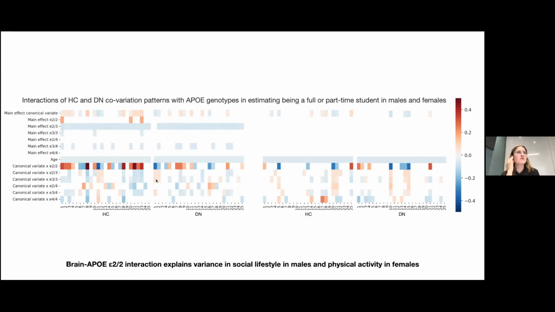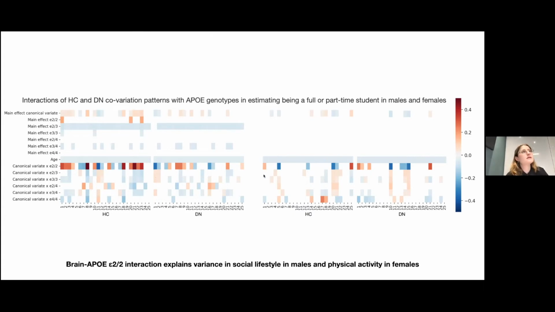Social risk factors, because we have to keep in mind that these are older adults. So if they're a student, it means that they went back to school. So not only are they exercising their cognitive reserve, they are also going back to a social circle and seeing people. And we see that this effect is even stronger in males.